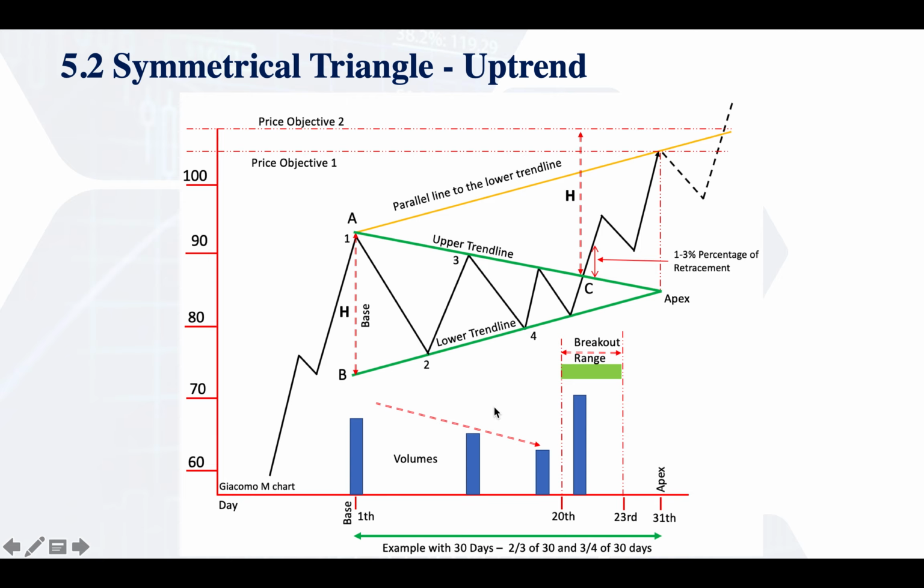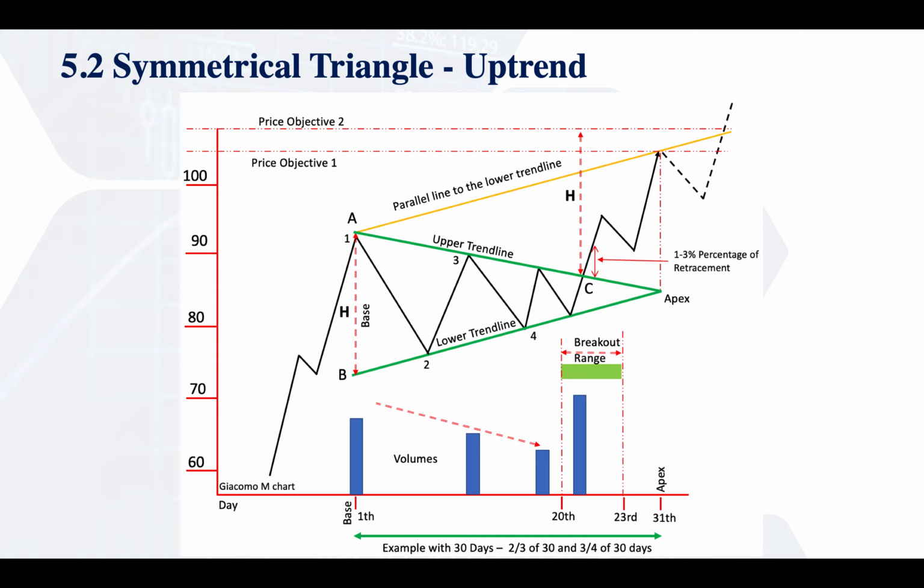This is just an example. If the total length is 30 days, the breakout will be at the 20th or the 23rd of this month, because the 20th and the 23rd are respectively 2/3 of 30 and 3/4 of 30. More than that, once we are able to recognize this continuation pattern, it's very useful because we are able to understand the price objective.